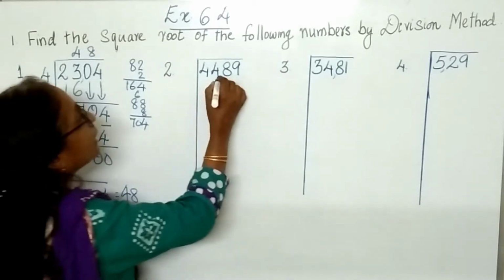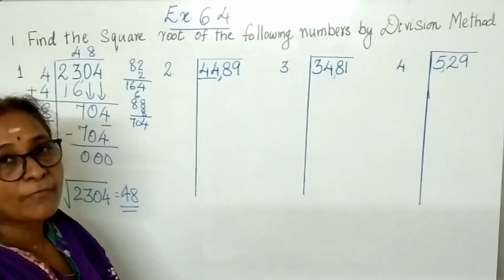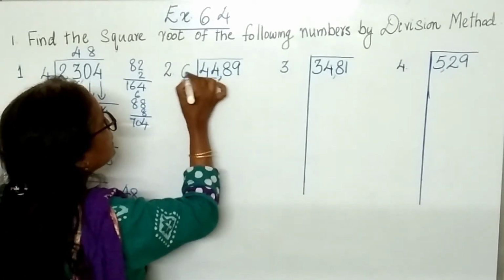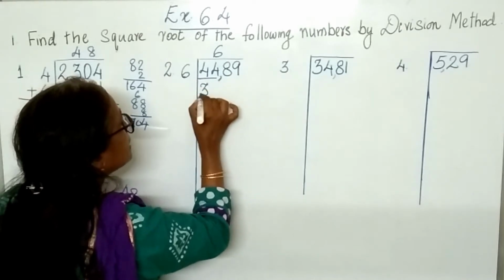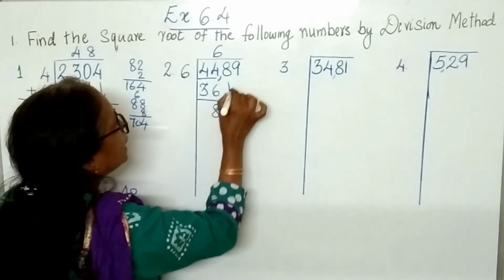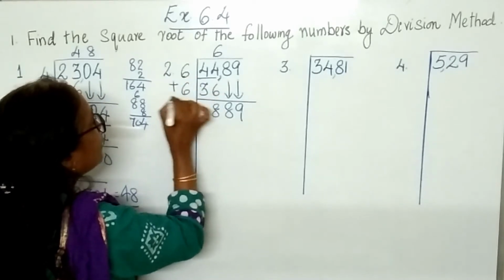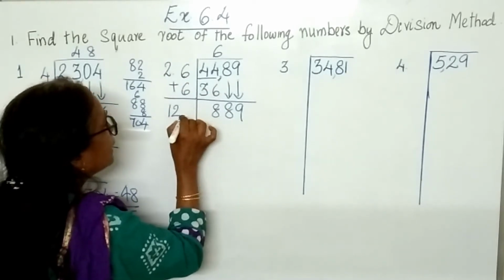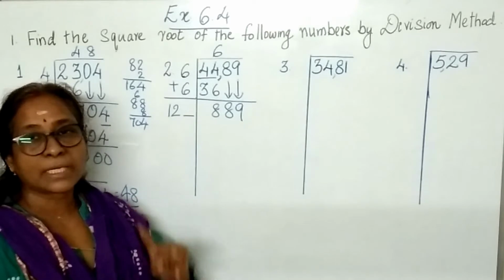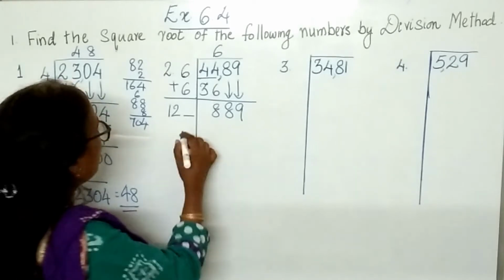The next number is 4489. It is already made into groups. First group is 44. Think of a square number just below 44. That is 6. 6 6s are 36. When we subtract, we get 8. Bring these two numbers down. Then add the same number what we have written here. So 12 and leave a space. Now here we have 9 in the unit place. 3 3s are 9 or 7 7s are 49. So let us try with 3 first.